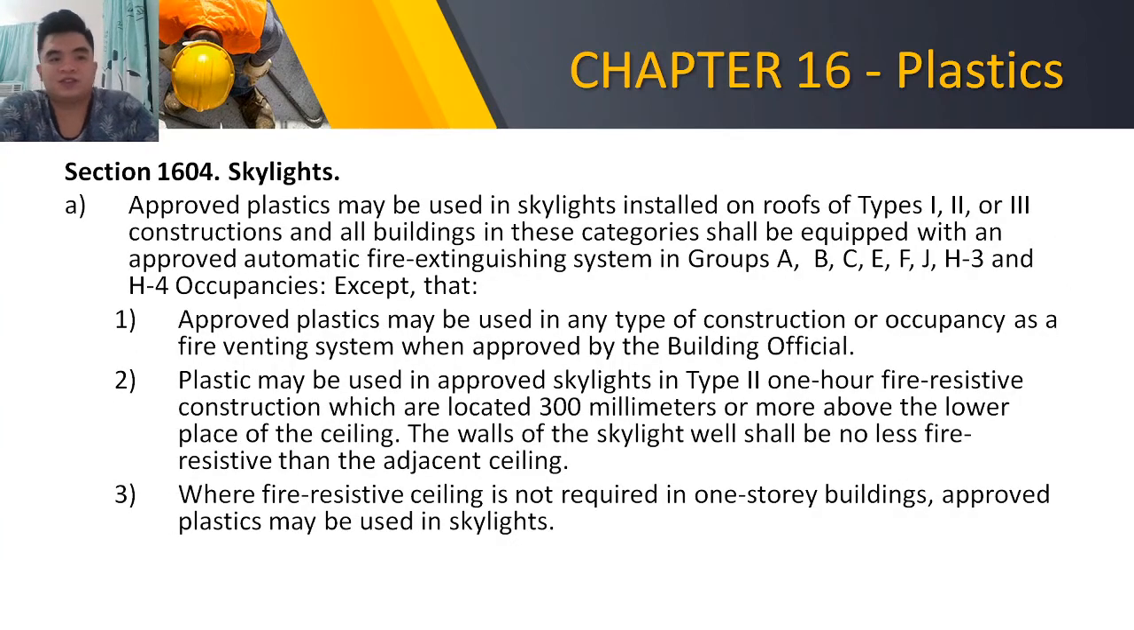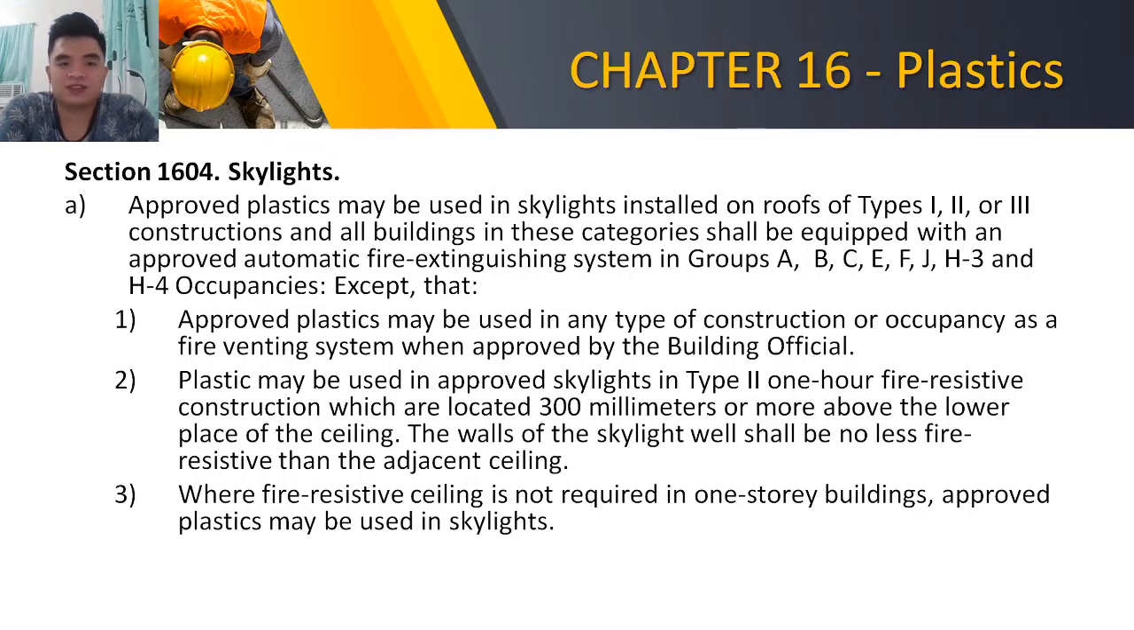The next is section 1604, skylights. Approved plastics may be used in skylights installed on roofs of types 1, 2, or 3 constructions, and all buildings in this category shall be equipped with an approved automatic fire extinguishing system in groups A, B, C, E, F, J, H3, and H4 occupancies.